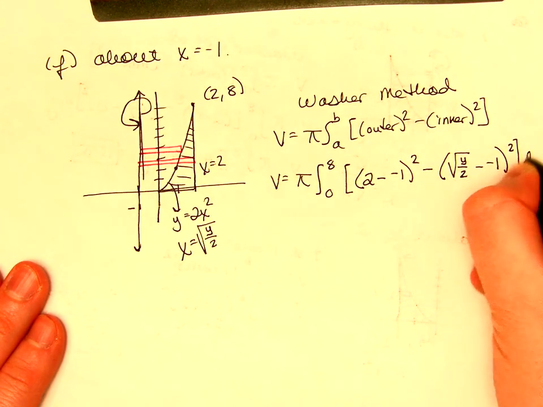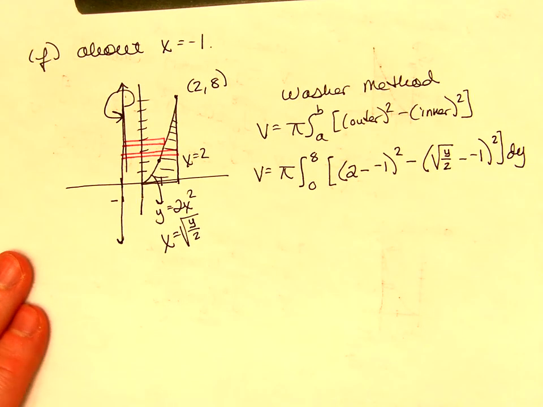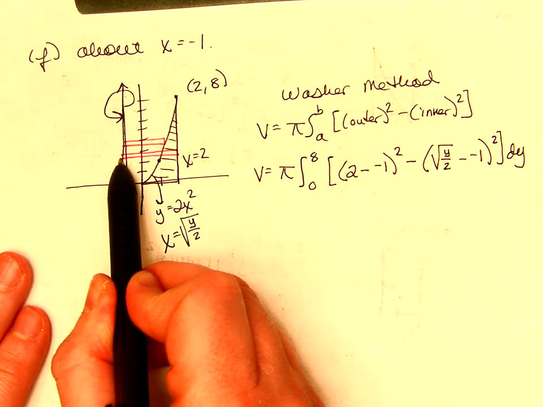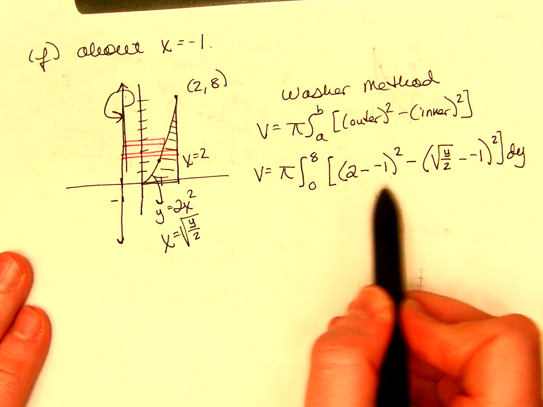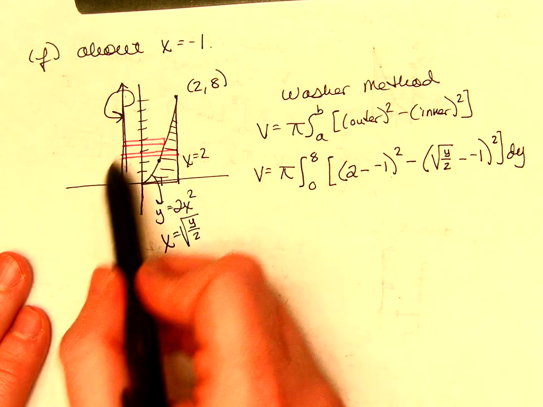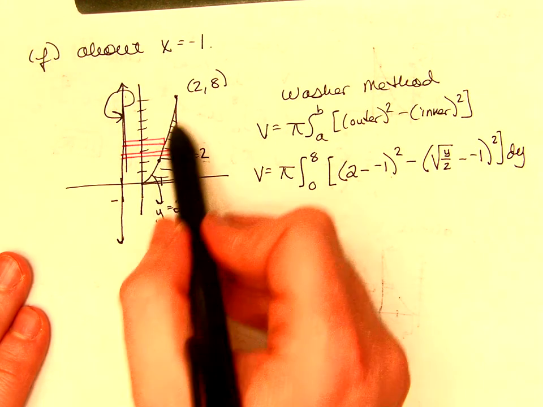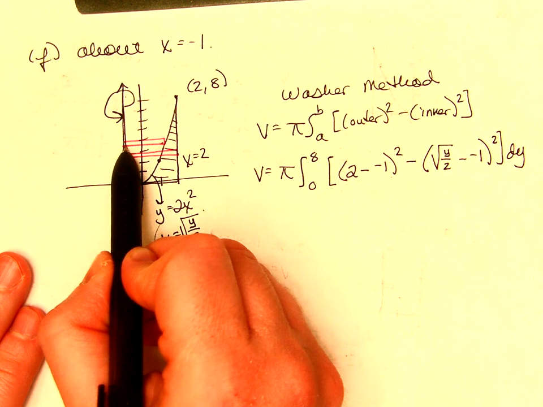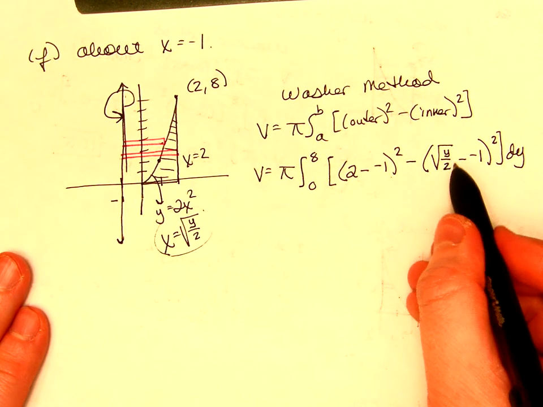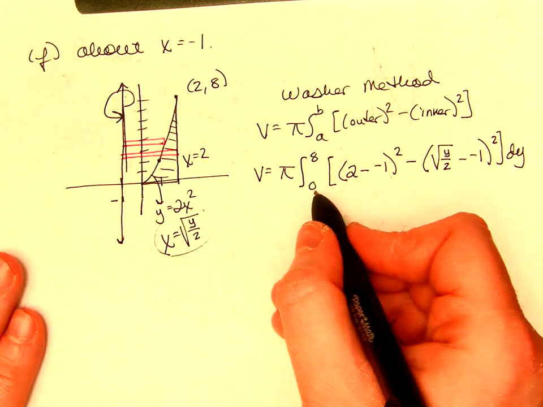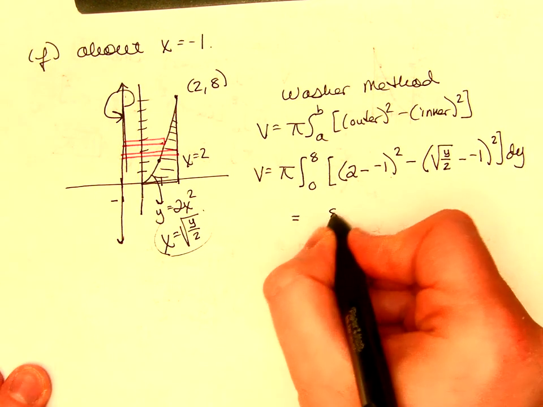Should look like this. Outer radius, x equals 2, x equals -1, so 2 minus -1, I'll square it. Inner radius, the right is the parabola, but call it x equals square root of y over 2. The left is the line x equals -1, so square root of y over 2 minus -1 and square it. I'm going to integrate from 0 to 8 with a pi out front. Go to the calculator, 80 pi over 3.